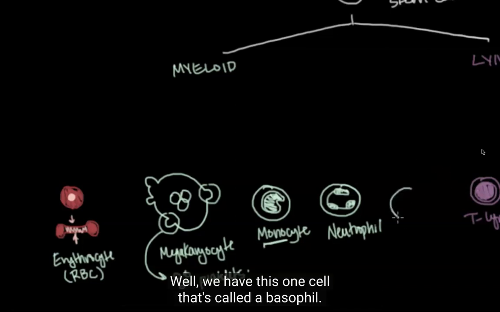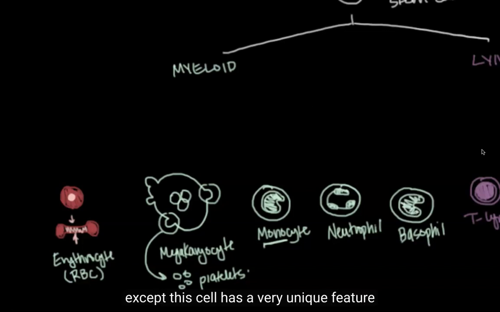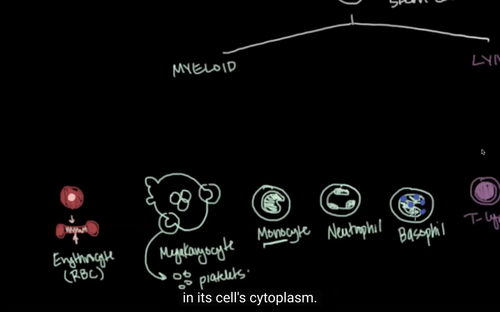Well, we have this one cell that's called a basophil. Basophil. And it looks something like this. You might say, well, that looks an awful lot like a monocyte, and you'd be completely correct, except this cell has a very unique feature that the monocyte doesn't have, and that is that it has these bright blue granules in its cell's cytoplasm that make it stick out. And so the way I like to think of a basophil is like a blueberry muffin, and that reminds me that it has these bright blue granules in its cell cytoplasm.